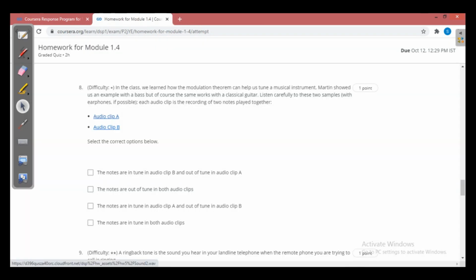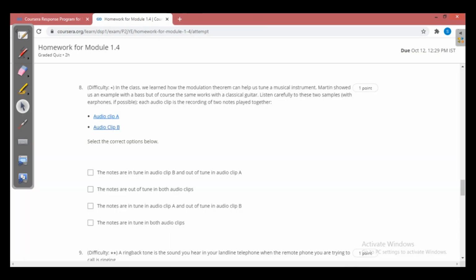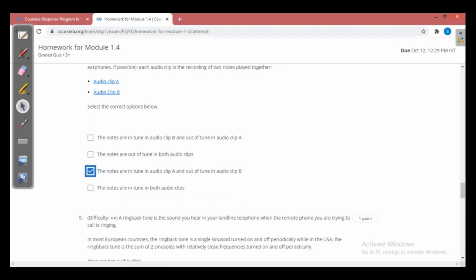I'll listen to audio clip A once again. So with this, we can conclude that audio clip A is in tune. I'll listen to audio clip B now. Once again, I am playing audio clip B. So which is out of tune. So the notes are in tune in audio clip A and out of tune in audio clip B. Okay, clip A is in tune, and clip B is out of tune.